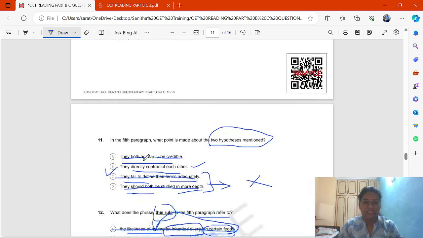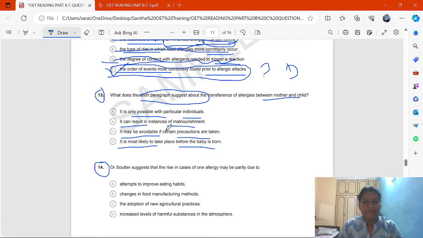This is the point we have to match: it is only possible with a particular individual. You have to check. It can result in instantaneous malnourishment. It may be avoidable if certain precautions are taken. It is most likely to take place before the baby is born. If you have any doubt about these few questions, please message me. I will give you the correct answer.